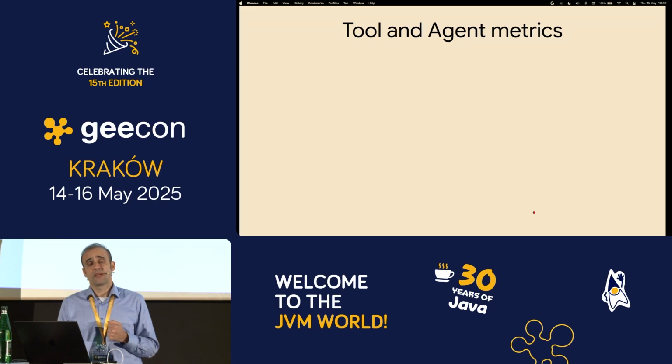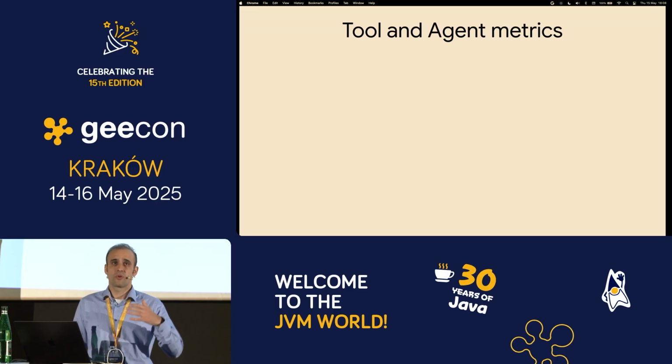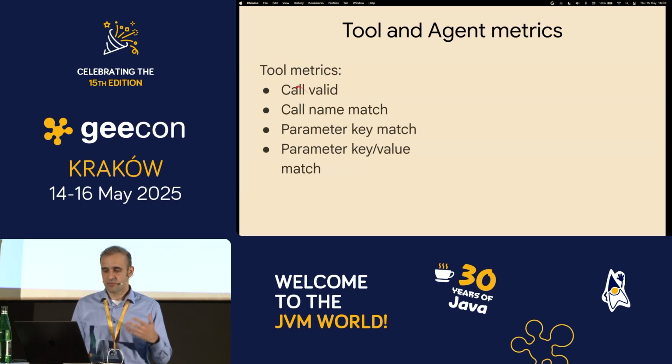And then more recently, there are metrics around tools. You saw that the LLM called the weather function, so there are things you can measure there. Or if you have agents, you can also see how the agent is using your tools and whether it's calling the tools in the right order. For tool metrics, you can measure things like: is the tool call valid? Is it supposed to call this tool? Does the tool name match? Does the key match, or the key-value match?